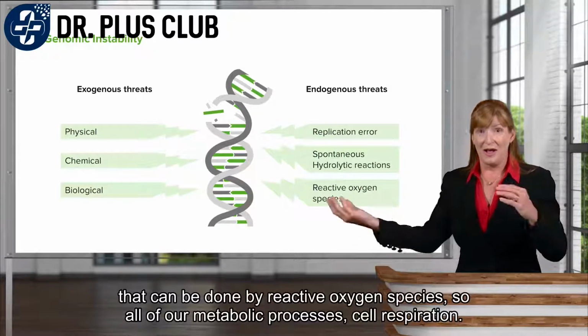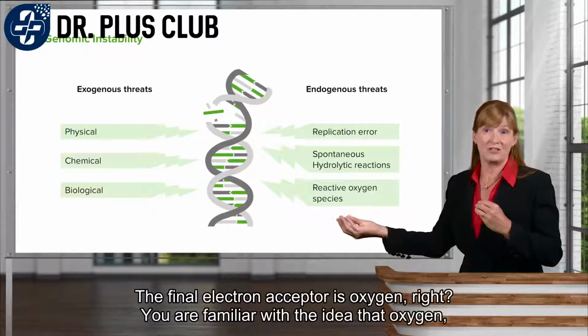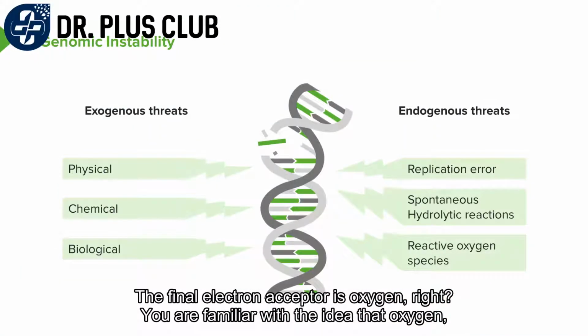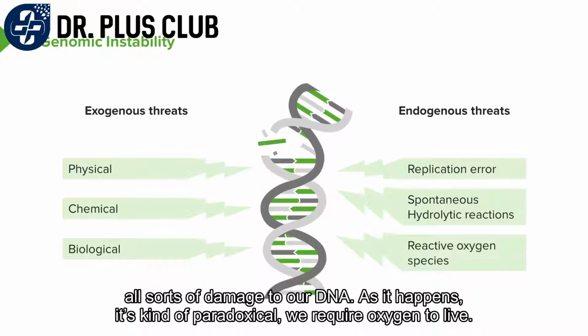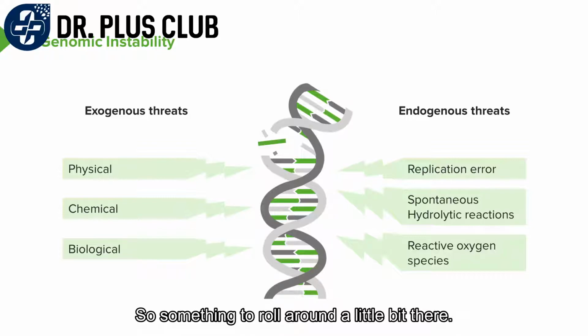So all of our metabolic processes, cell respiration, the final electron acceptor is oxygen, right? And you are familiar with the idea that oxygen, when we split the O2 into 1/2 of an O2, is highly electronegative and can run around and do all sorts of damage to our DNA. And as it happens, it's kind of paradoxical. We require oxygen to live, but oxygen in the end is potentially what actually leads to aging and eventually death. So something to roll around a little bit there.